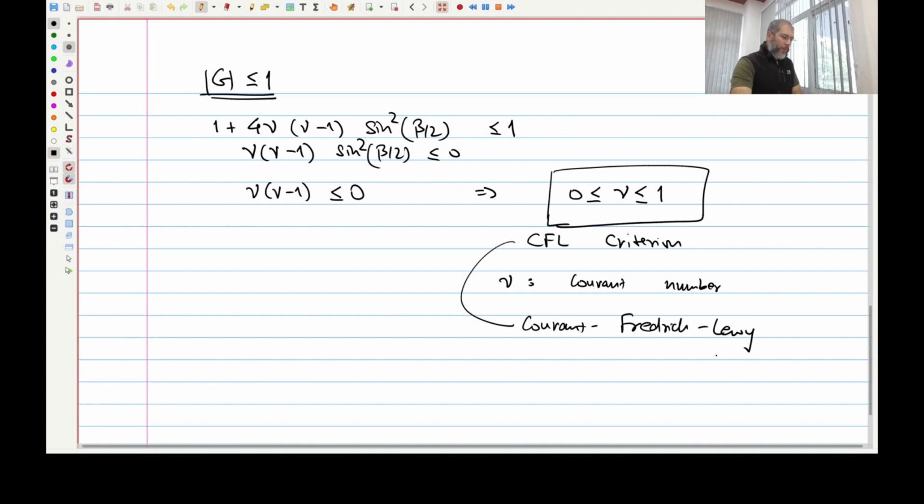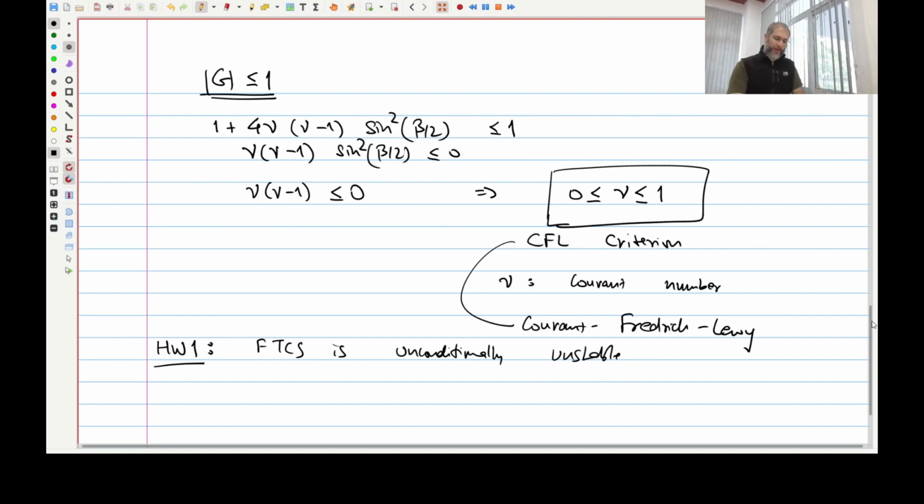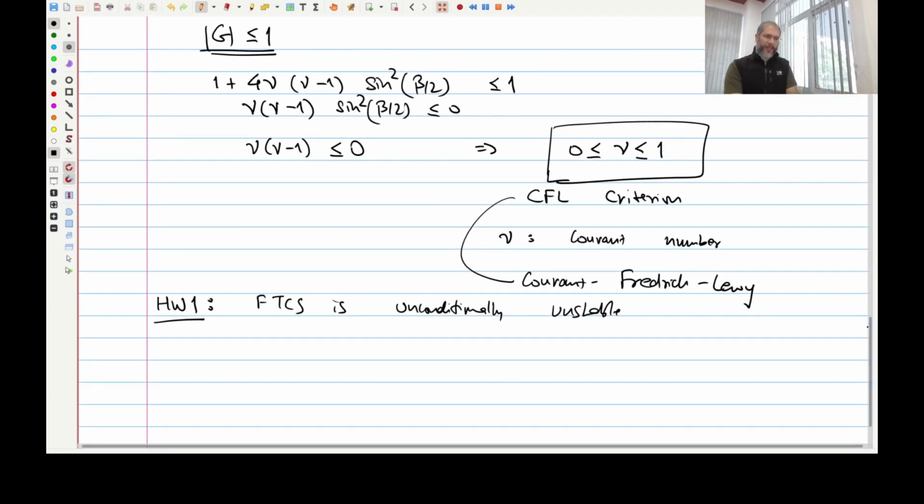Right. So I'll give you a homework here. Well, a couple of homeworks. The first one is you have to show that the forward time center space, which I think you were inclined to suggest for this equation, is unconditionally unstable. Of course, for this equation. So we're talking in the context of the 1D wave equation, where our u is greater than 0.